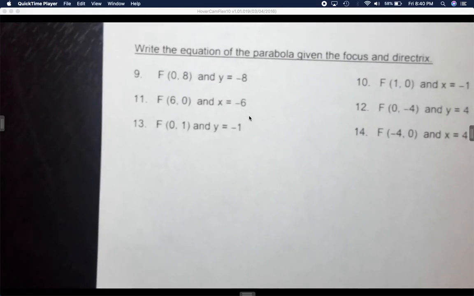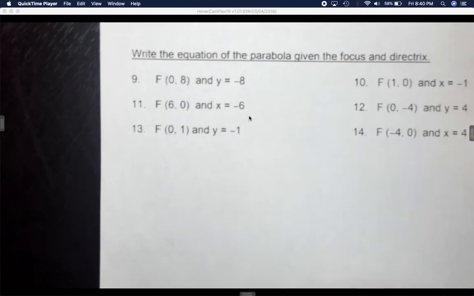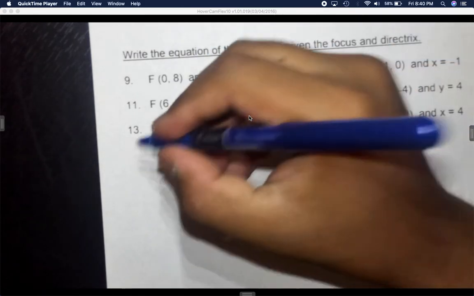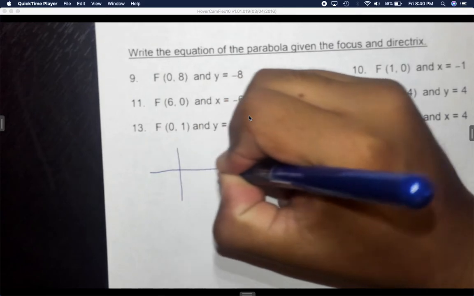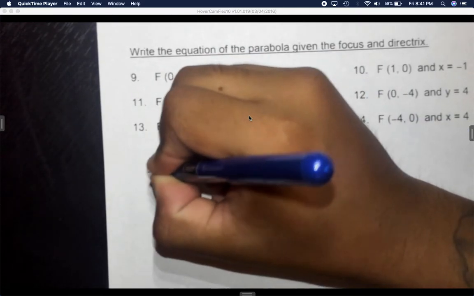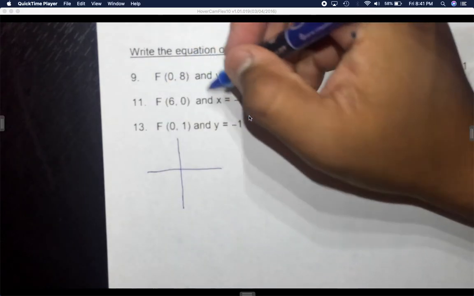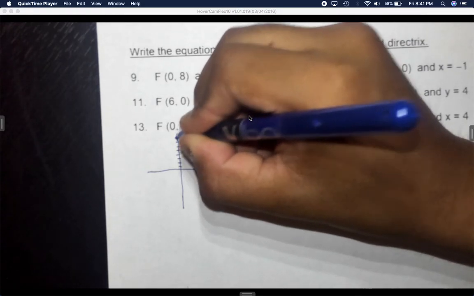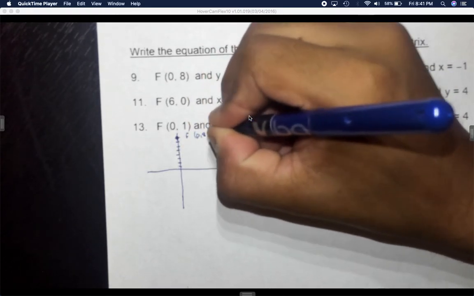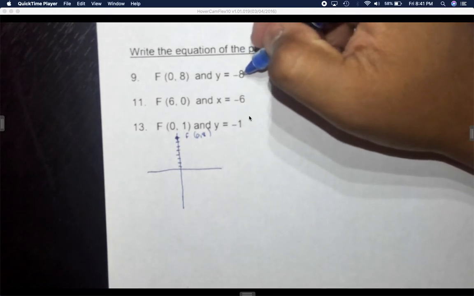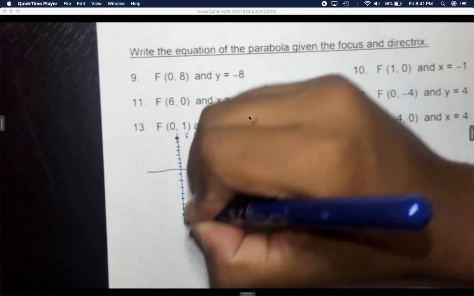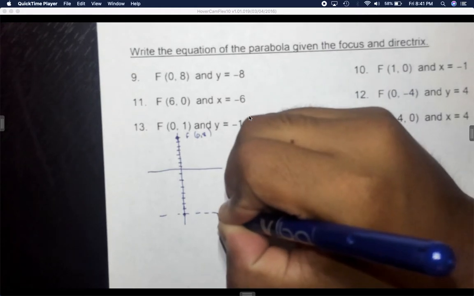So let's start with number 9. Just like video A, if you draw a picture, it's going to be so much easier. So let's go ahead and do that. I know my focus is at 0, 8, and my directrix is at y equals negative 8. So here is my coordinate plane. I know my focus is at 0, 8. 1, 2, 3, 4, 5, 6, 7, 8. I know that that is my focus at 0, 8. I know my directrix is at y equals negative 8. So 1, 2, 3, 4, 5, 6, 7, 8. And I know it's going to be a horizontal line because it is y equals.